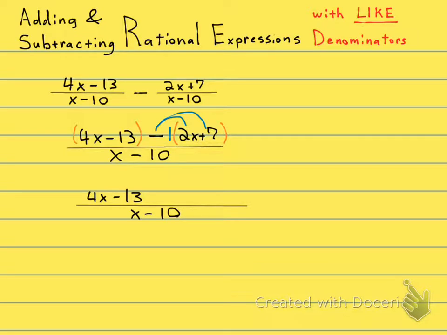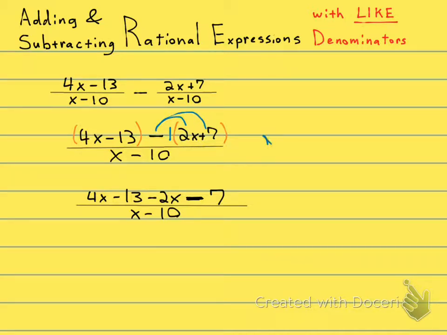So not only am I subtracting my 2x, but I am also subtracting the 7, okay? Bold. This is where, if I see a mistake on this problem, that's usually where I see the mistake. People forget that they are subtracting that 7.